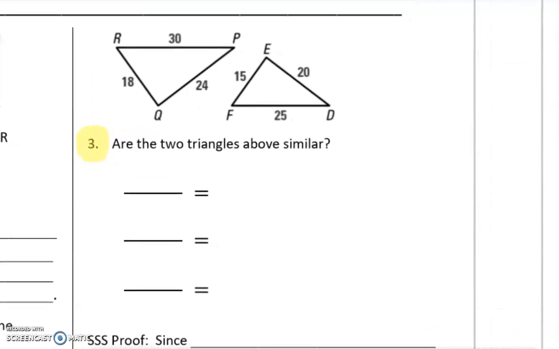So it says, are the two triangles above similar? By now you should know we have 3 similarity theorems. We have the angle, angle similarity theorem. We have the side, angle, side similarity theorem. And we have the side, side, side similarity theorem. So it has to be one of these 3 in order to prove that these two triangles are similar.